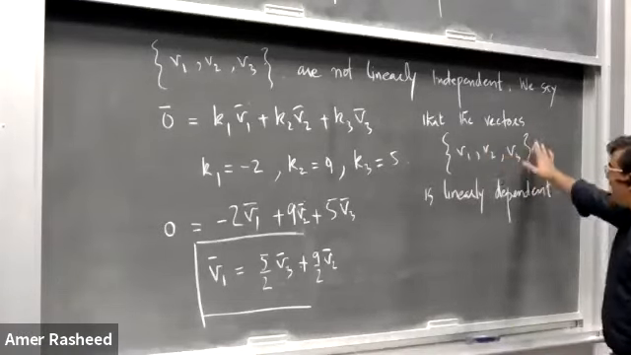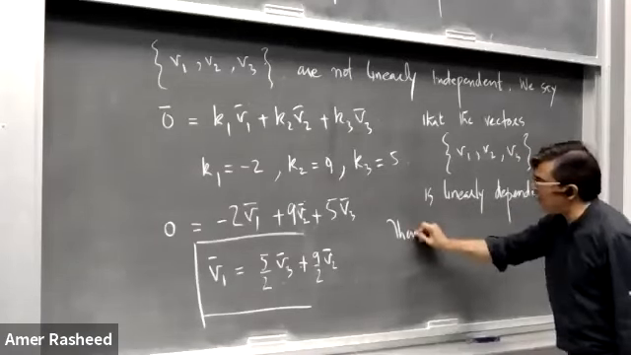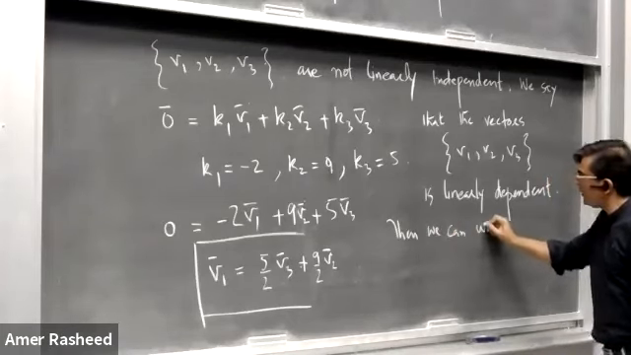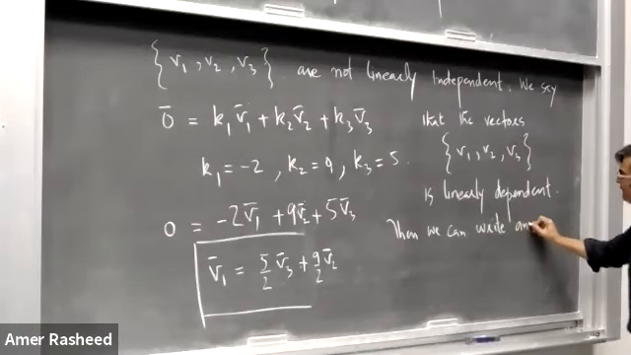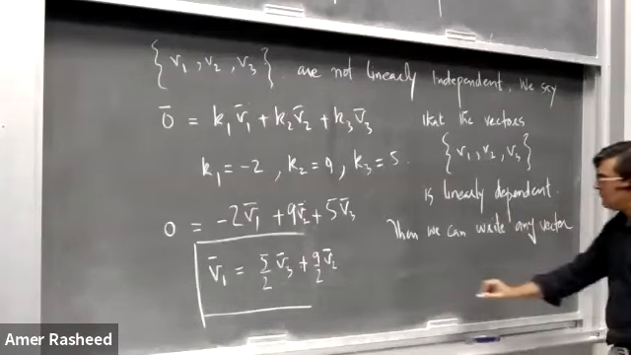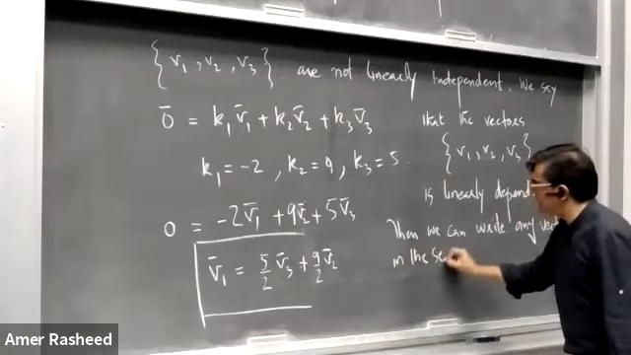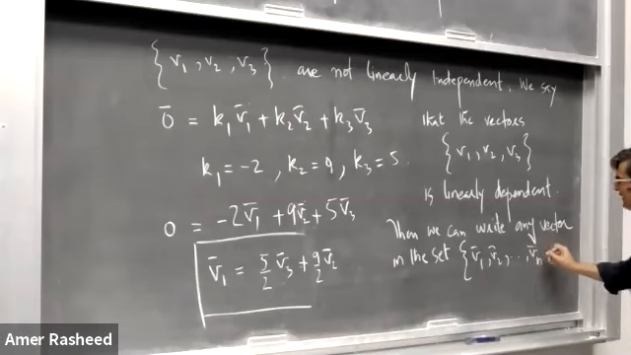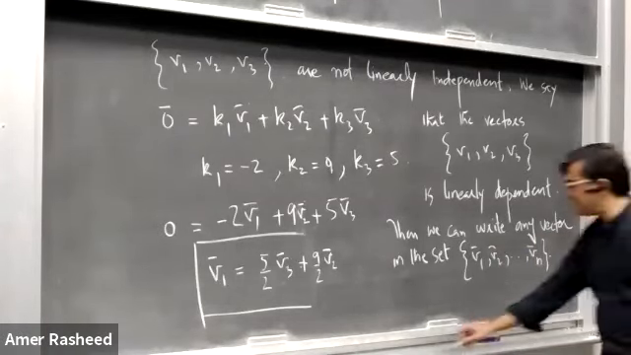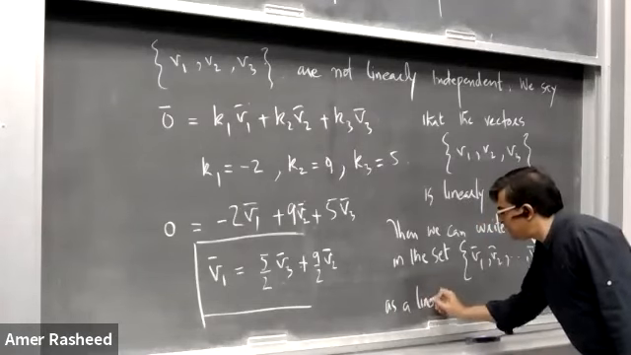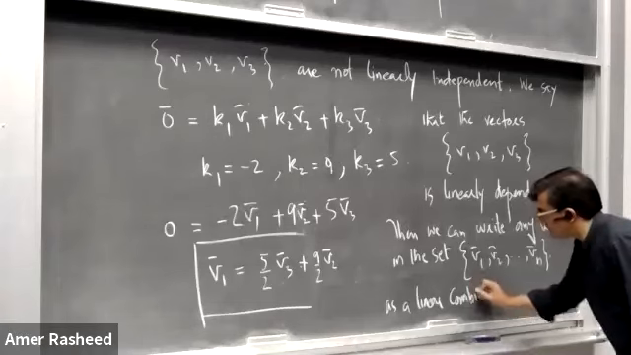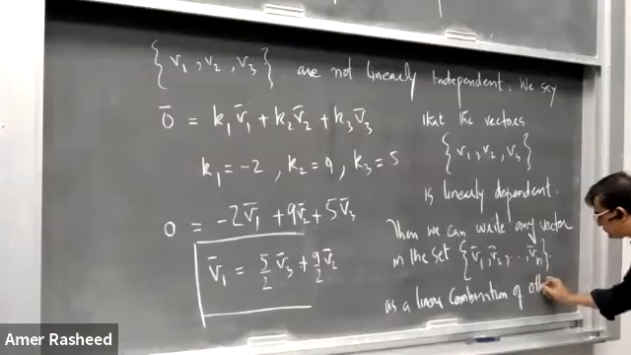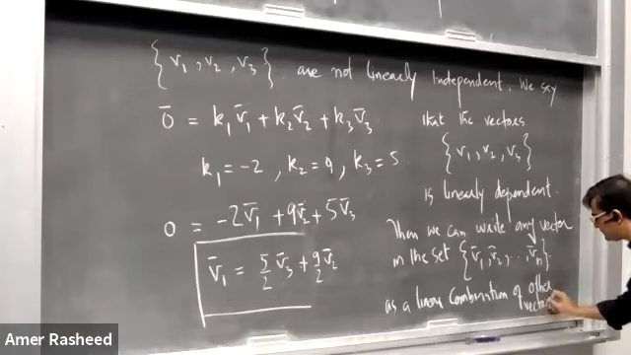So if this set is linearly dependent, then a very important result: we can write any vector in the set v1, v2, so on, vn. अगर आपके पास n vectors हैं, any vector in the set, as a linear combination of other vectors or the remaining vectors. Okay.